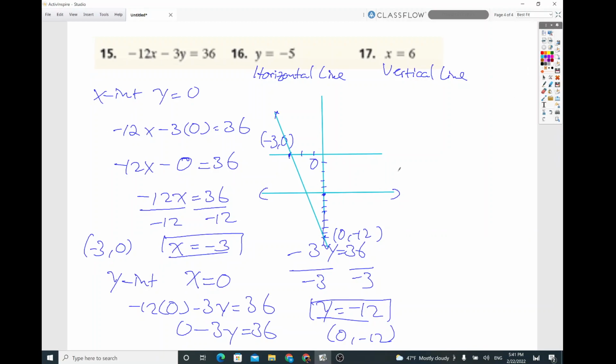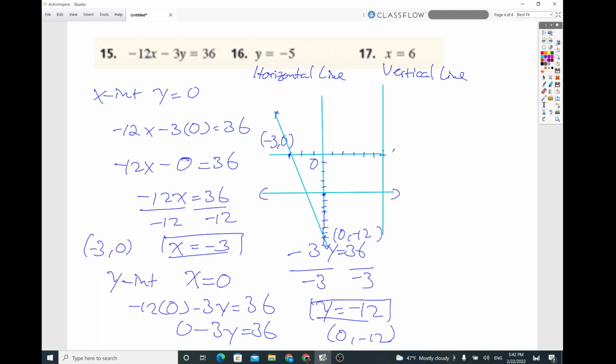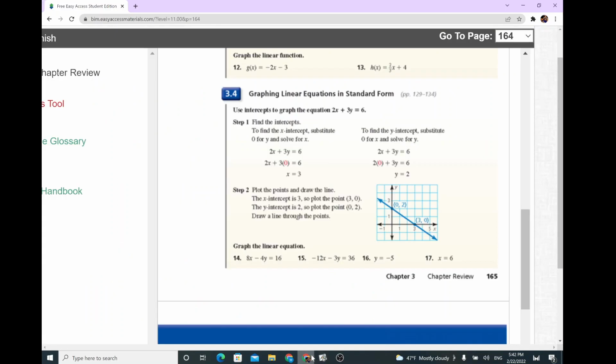And then x equals 6. So 1, 2, 3, 4, 5, 6 units to the right. And that one is going to be a vertical straight line. So normally you would graph that on a different xy plane, but I just want to put them all together. Okay, so this one is x equals 6, and this one is y equals negative 5. Okay, so now let's see what else we have for this chapter.